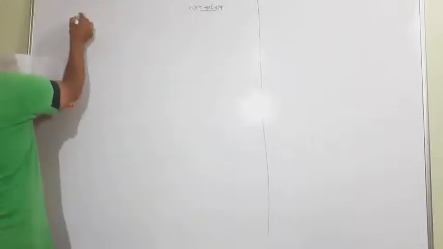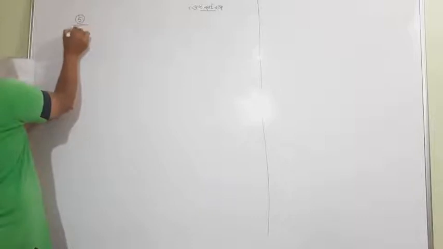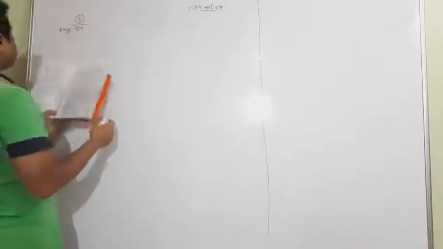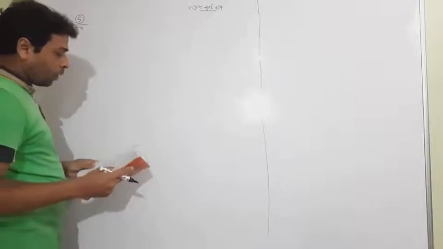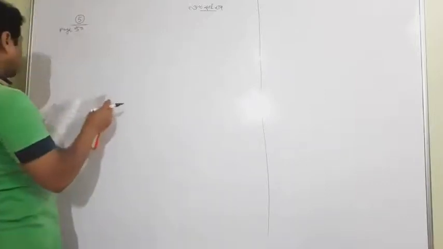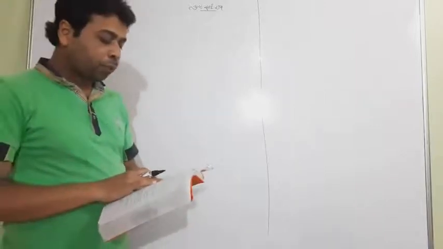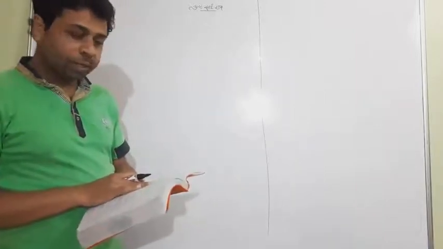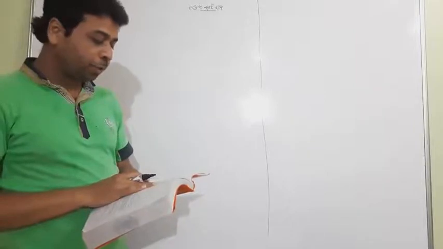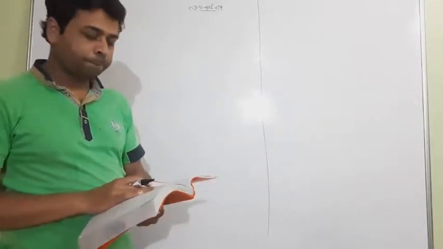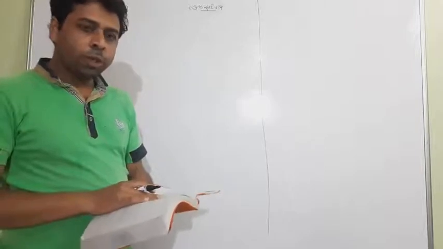Now I am going to tell you question number 5, page number 50. Page 50. See it, the question says: half the perimeter of a rectangular garden whose length is 4 meter more than its width is 36 meter. Find the dimension of the garden. The question says this. What is the meaning of that question?